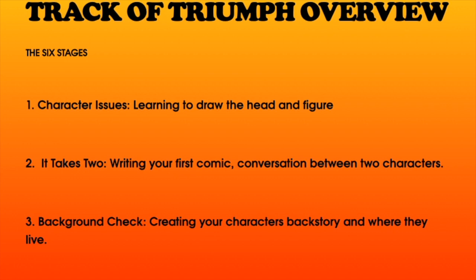The 6 stages of the Track of Triumph are: first, the character overview or character issues. This is learning to draw the head, the face, and the figure. This will be in numerous poses, and you'll be able to draw the face with numerous expressions. It's to give your character an emotive quality.